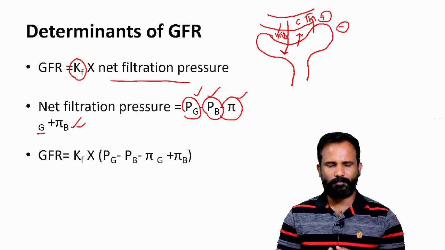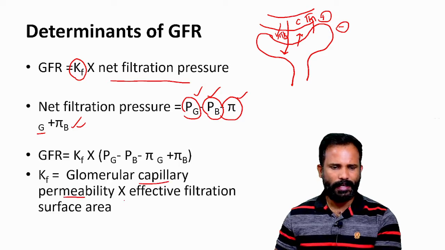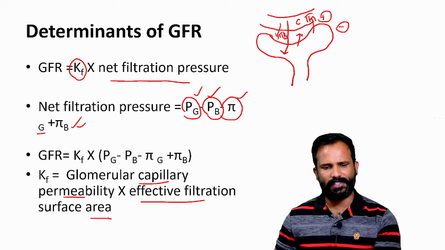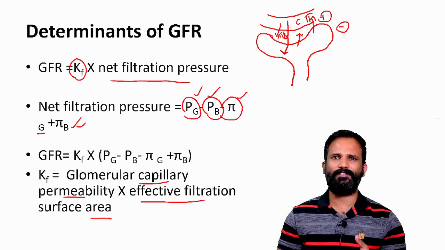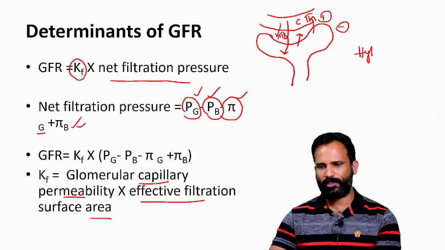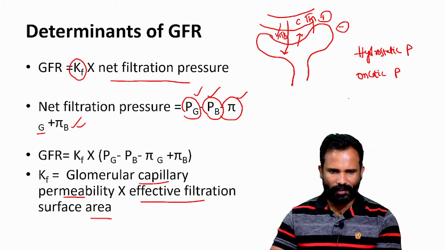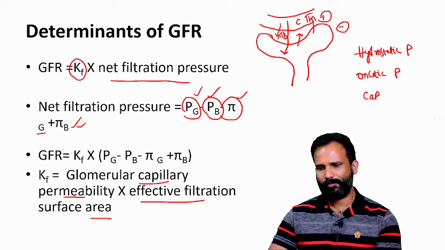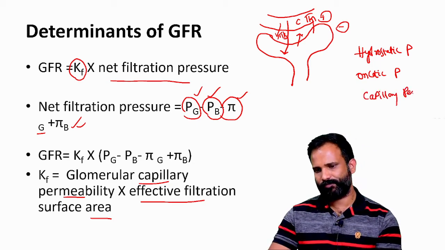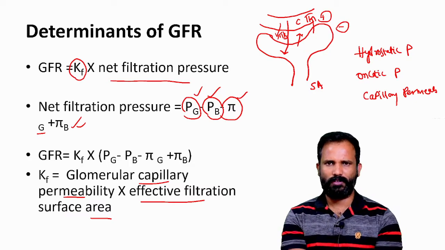And what is the filtration coefficient? Filtration coefficient is the product of capillary permeability and effective filtration surface area. So with this we can say the factors affecting GFR. Simply, Starling forces: one, hydrostatic pressure, two, oncotic pressure, and three, capillary permeability, four, surface area. So by this we know almost four factors.